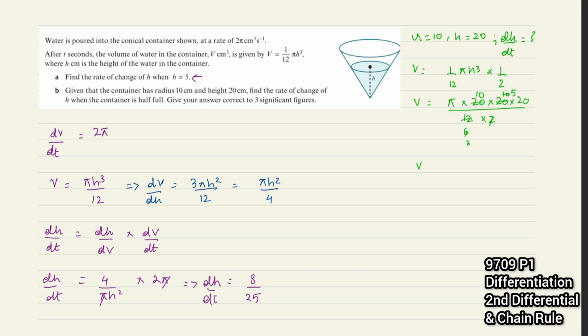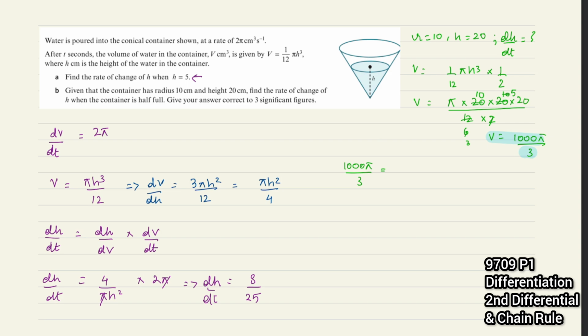So the volume is equal to 200 into 5, which is 1000 pi by 3. This is the volume that we are going to use. When the volume is 1000 pi by 3, we have to find the rate of change of h when the container is half full. Now for a half full container, we have to find out the height.